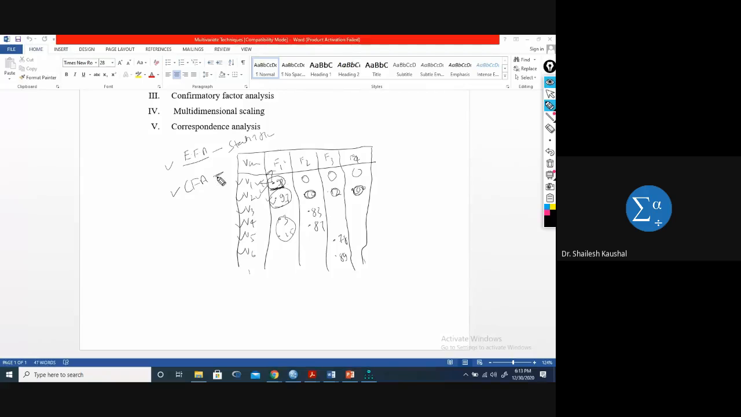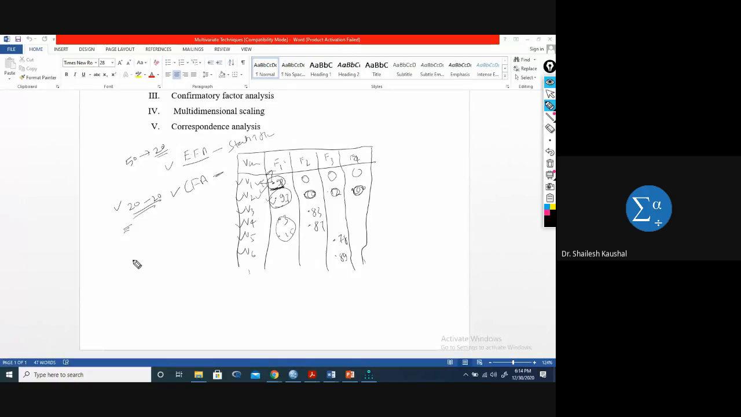But in CFA, it is pre-planned, meaning pre-specified. So in an EFA, we are reducing 50 variables into 20. But in CFA, we are using only 20. Here we are not reducing data in the CFA. The purpose of CFA is not data reduction and summarization. Already we have reduced the data. Whatever questions we are taking in CFA, they are valid questions.